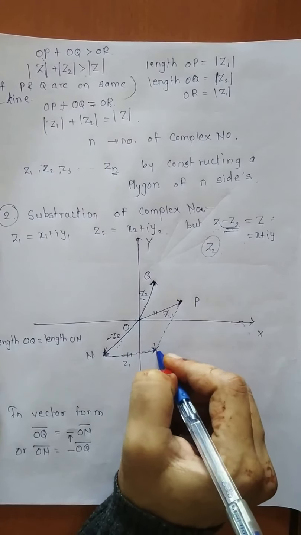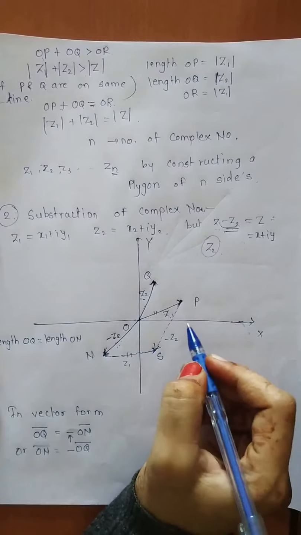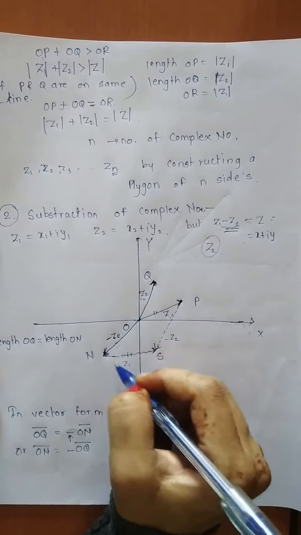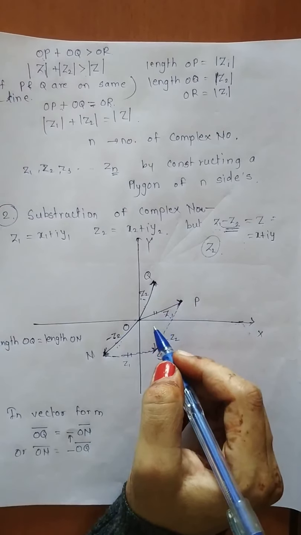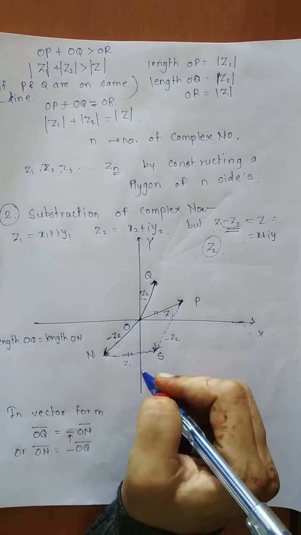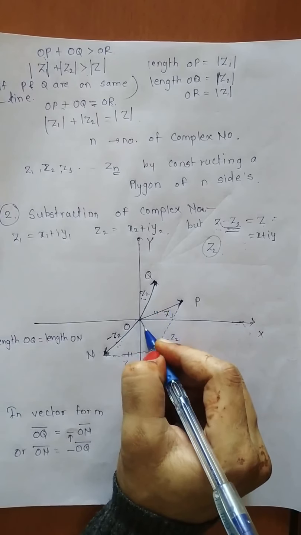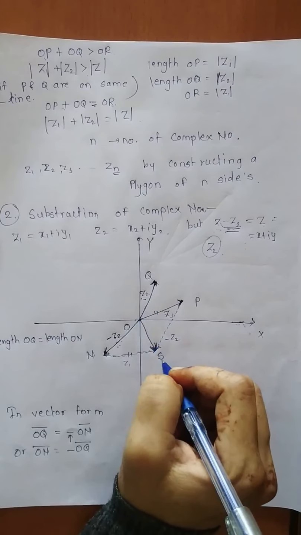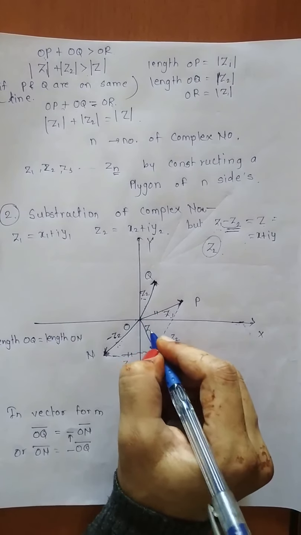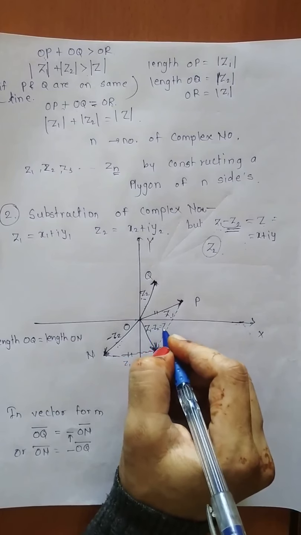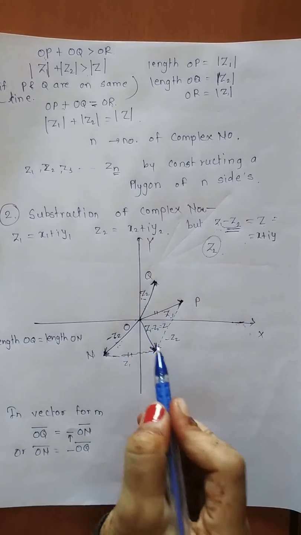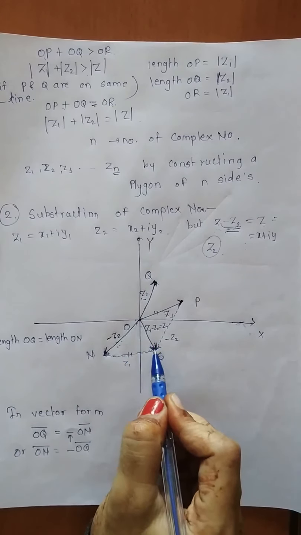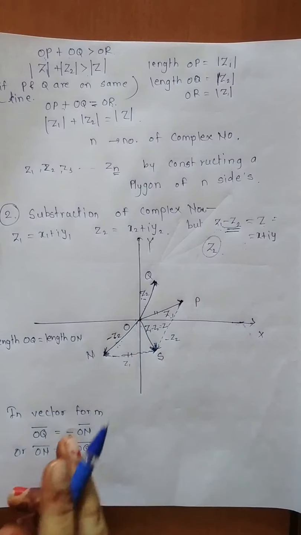So this will be our minus Z2. Okay, now this is again a parallelogram. Then the diagonal joining the common points is nothing but this. So this is the diagonal of this parallelogram, which is OS, and this will give us Z1 minus Z2, that is equal to Z. Means this diagonal will give the subtraction Z1 minus Z2.